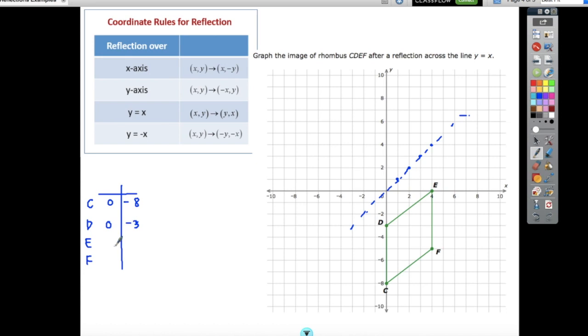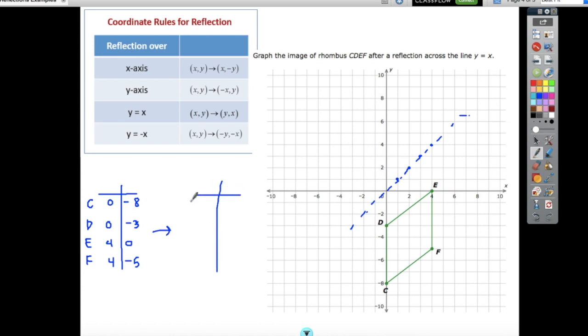Point E is at 4, 0. And point F is at 4, -5. So when we reflect this, if we follow this rule, we know our y and x values are just going to switch places.